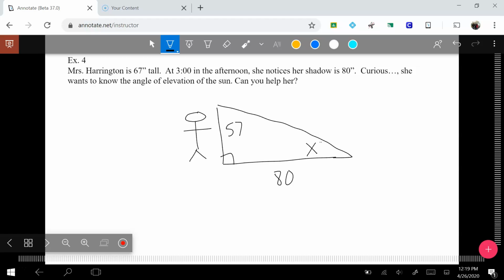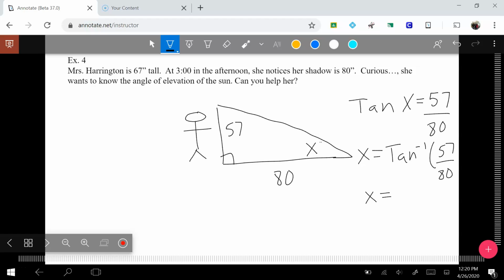So opposite over adjacent. That's also tangent. So 57 over 80. Now, remember when you're finding angles, you need to do inverses on your calculator. So tangent -1, cosine -1, sine -1. You need to hit that second key. So x is going to equal tan -1 of 57 divided by 80. Okay, so I got 35.4, so at that time of day, it's about 35 degrees.